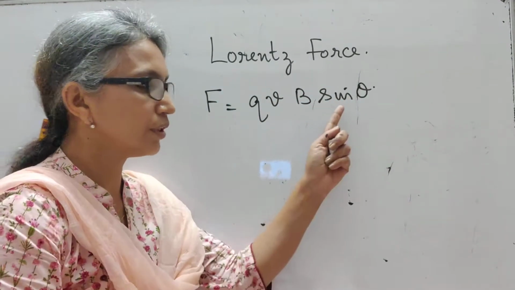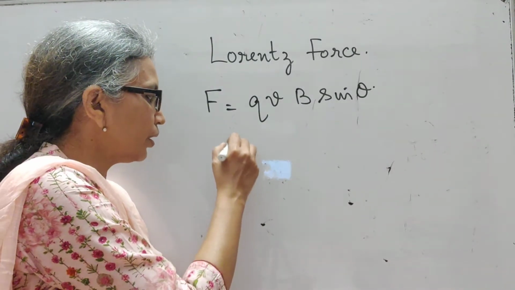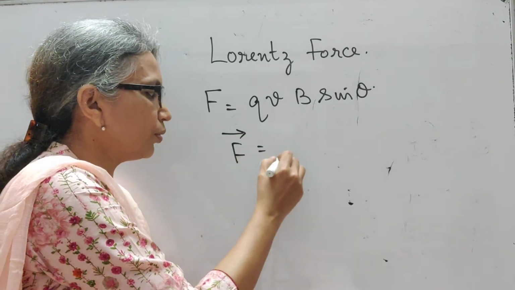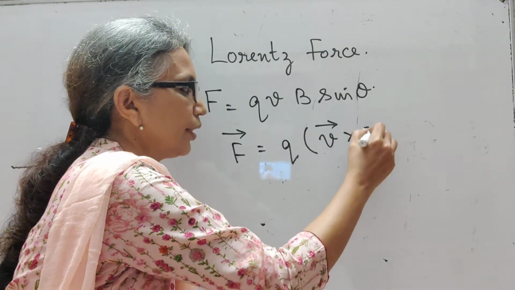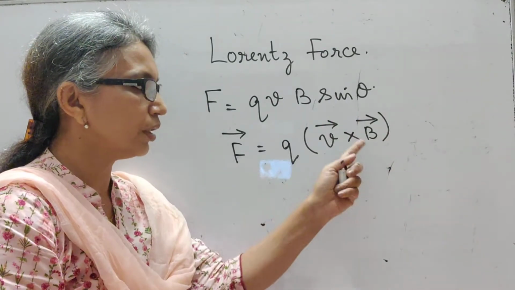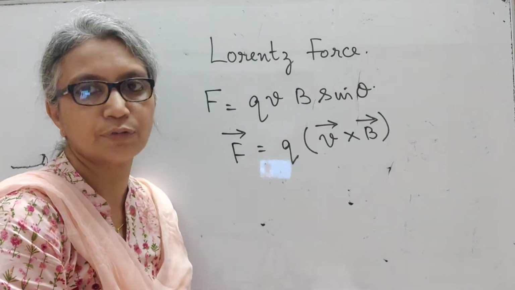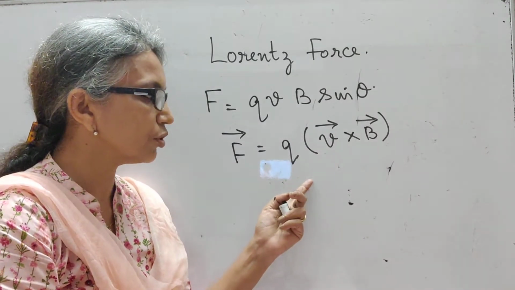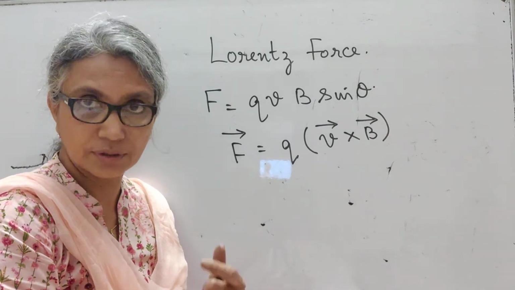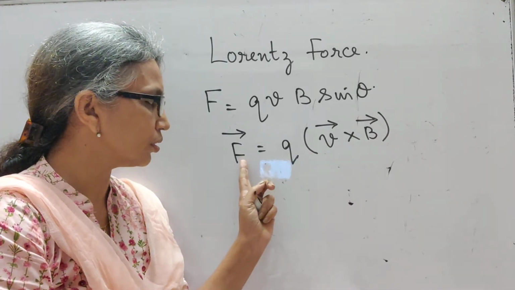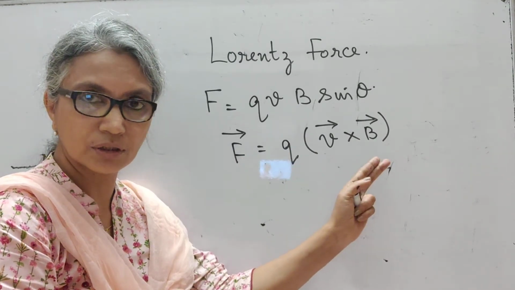And I told you, when you see sine theta, you will know that it is a cross product between two vectors. So we may write the vector F is equal to Q, a scalar, times the two vectors V and B. So V cross B, where theta is the angle between the velocity of the particle and the magnetic field. Now from this equation you will see this is slightly more complicated than the electric field or the electric force, simply because this force will not be in the direction of V, will not be in the direction of B, because it is a cross product.